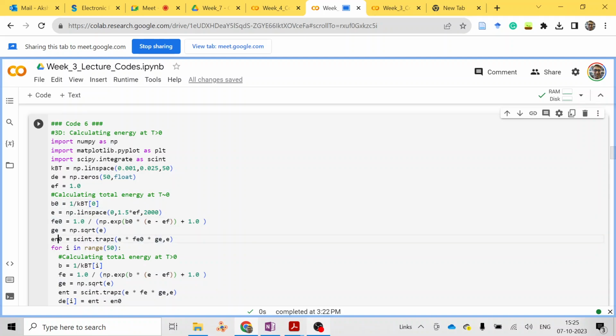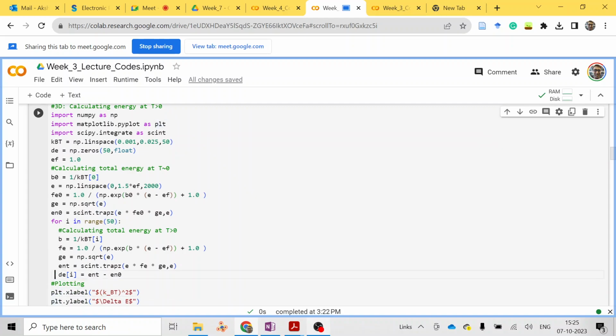Now for calculating the total energy at T approximately 0, we have our energy E0. That is basically the plot that we have done in the previous code, which is the energy times the Fermi function times the density of states g(E). So you just have to take the integral, and that will give you the total energy, and this is for T approximately 0. And then for calculating total energy at T greater than 0, we are again doing the integration, taking the Fermi function, but instead of 1 by kBT we are taking each of the kBT temperatures, and then we are integrating those curves that we saw in the previous code.